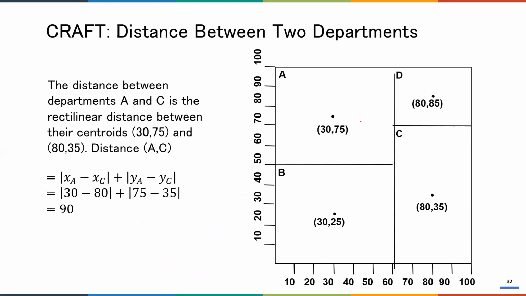So this is the example. Let's say we try to calculate the distance between department A and C, and we already have the data for the centroids of A and C. So the distance will be the absolute value of 30 minus 80, plus 40. So it means 90.